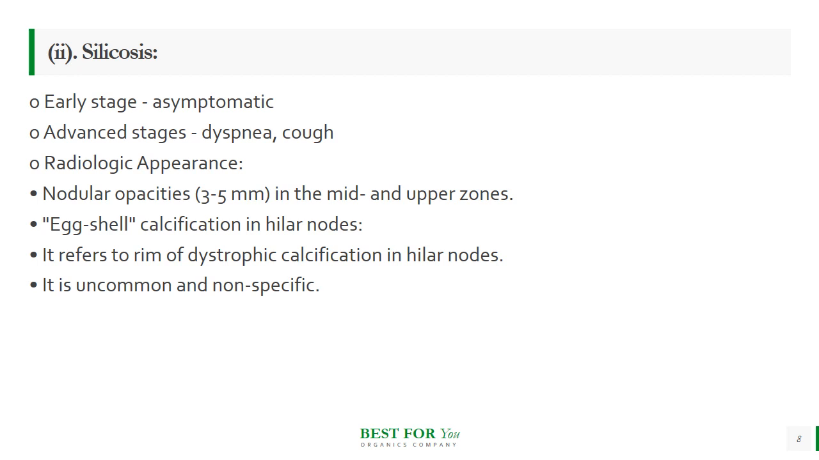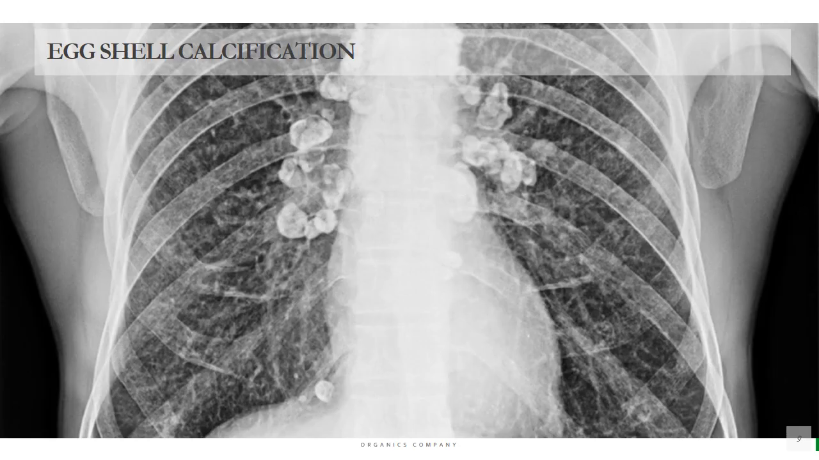The radiological appearance will show nodular opacities 3 to 5 mm in the mid and especially upper zones, and there will be eggshell calcification in the hilar lymph nodes. I will show you the picture in the next slide. Eggshell calcification refers to the rim of dystrophic calcification in the hilar nodes, and it is uncommon and non-specific. So these are the typical eggshell pictures. You can see the hilar lymph nodes are showing an eggshell appearance.